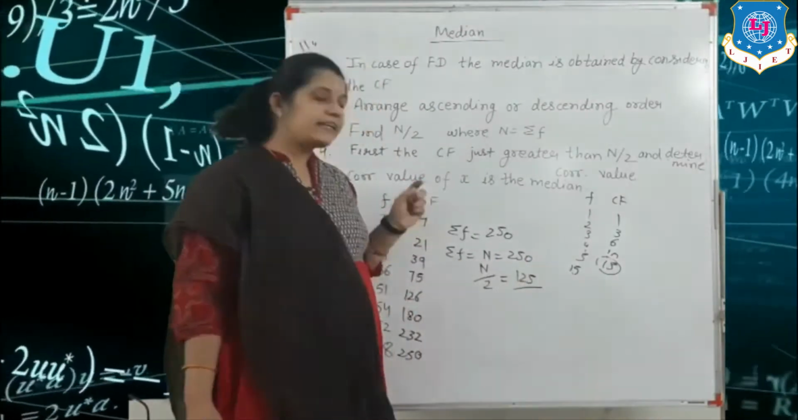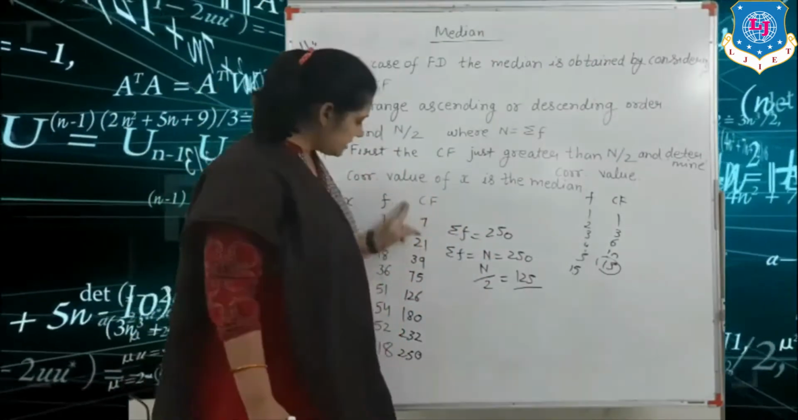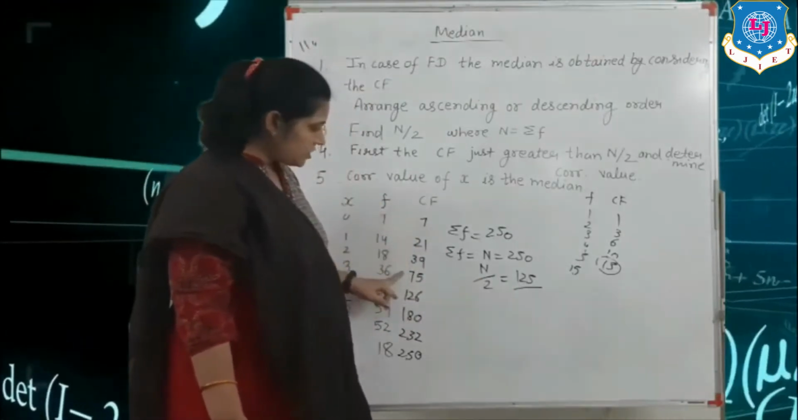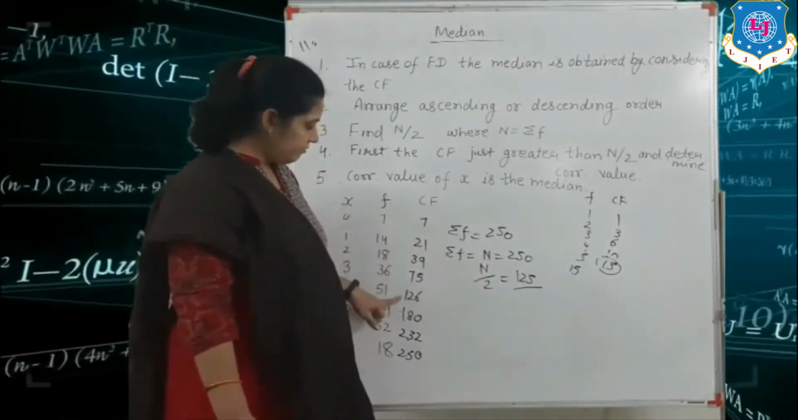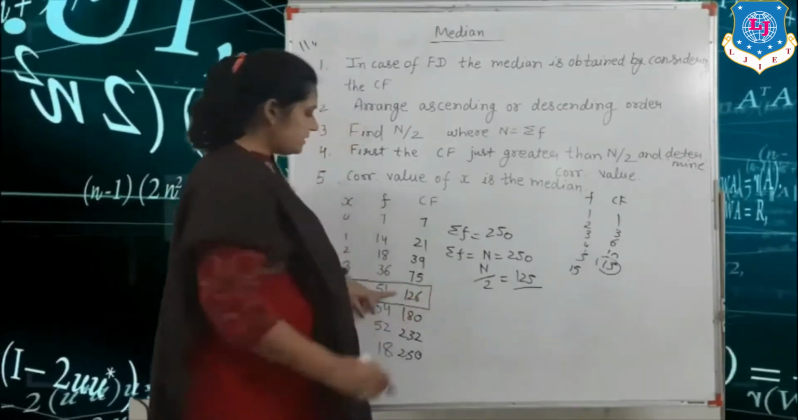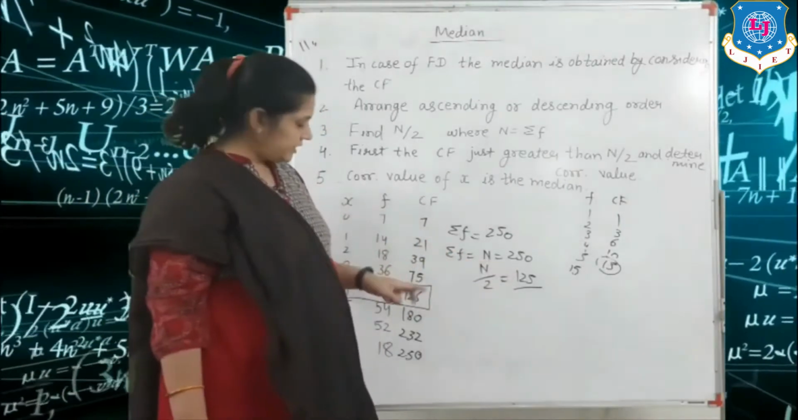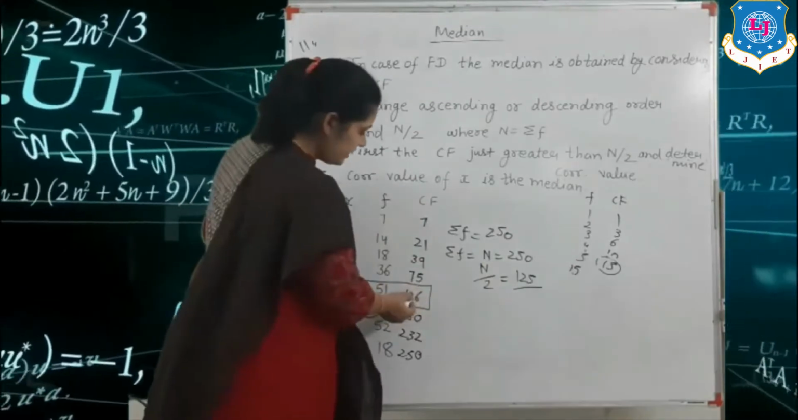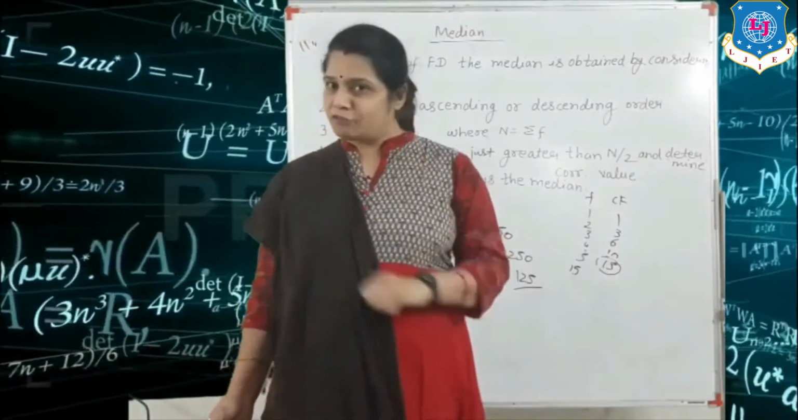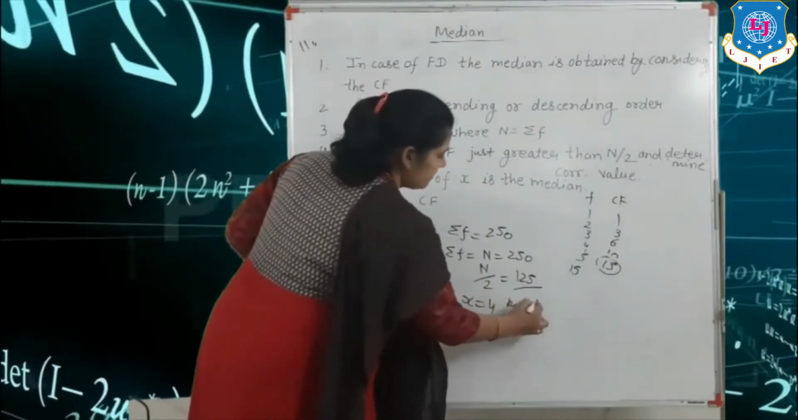After that, you check for the just greater value than 125 in your CF column. So in the CF column, the just greater value than 125 is 126. So you highlight this row, and this is your median class. For this 126, the corresponding value of x is equal to 4. So here x is equal to 4. This is your median. Got it?